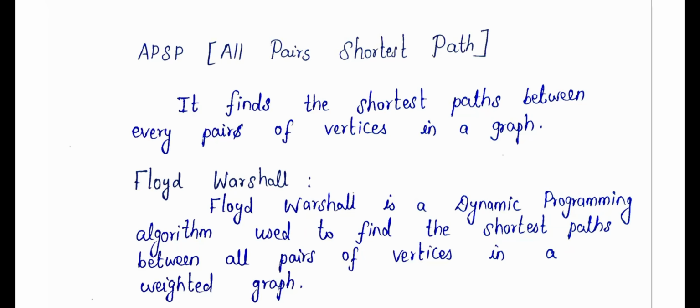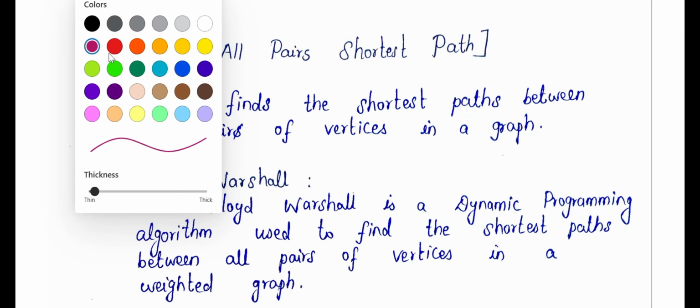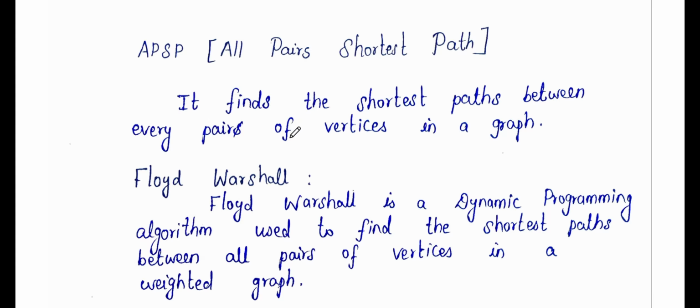Hi everyone. Today we will discuss another shortest path concept, that is all pairs shortest path, simply called APSP. It finds the shortest path between every pair of vertices in a graph. SSSP means single source shortest path, where we find the shortest distance from a single source to all the vertices, right? But in all pairs shortest path, we find the shortest path between every pair of vertices in a graph.